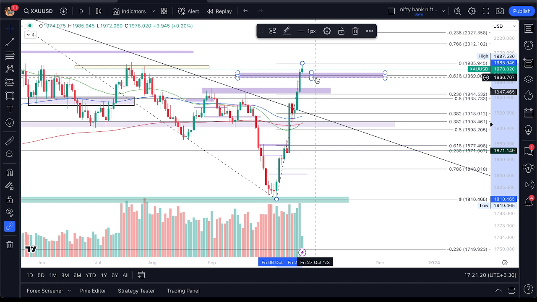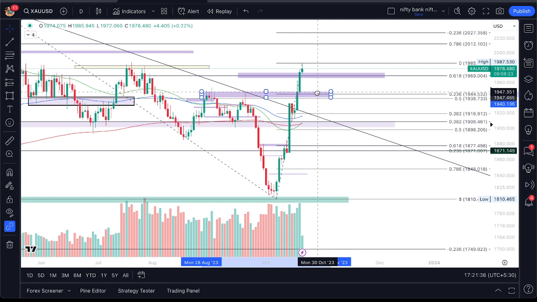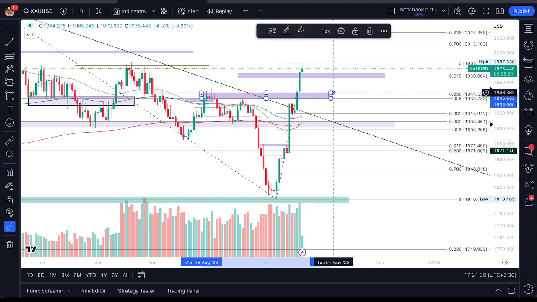So this is a good zone of interest. If you see, here it's a bigger 50-pip pullback, and it's 236 between this area. Now I'll move this to this. So this is the zone of interest for me now.